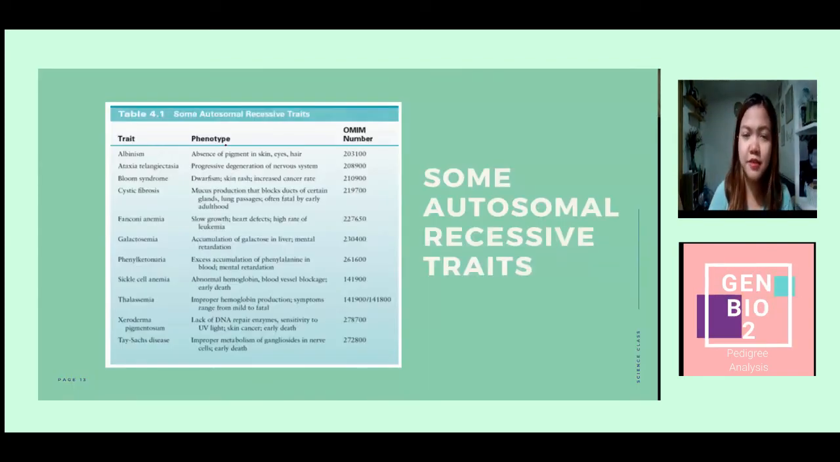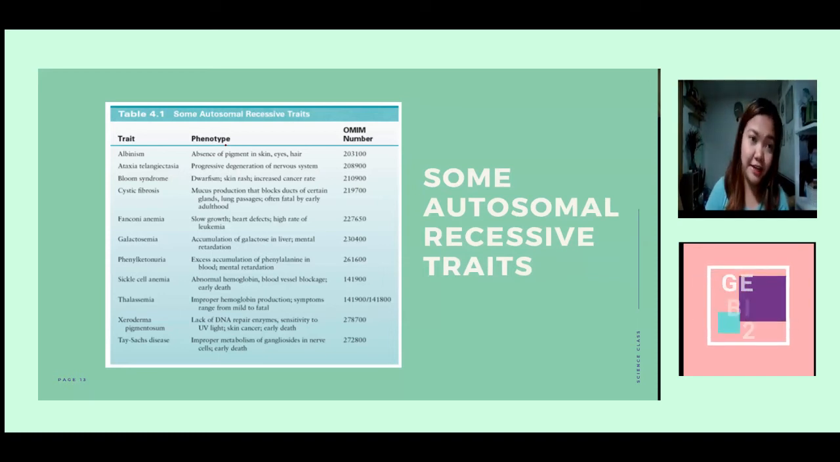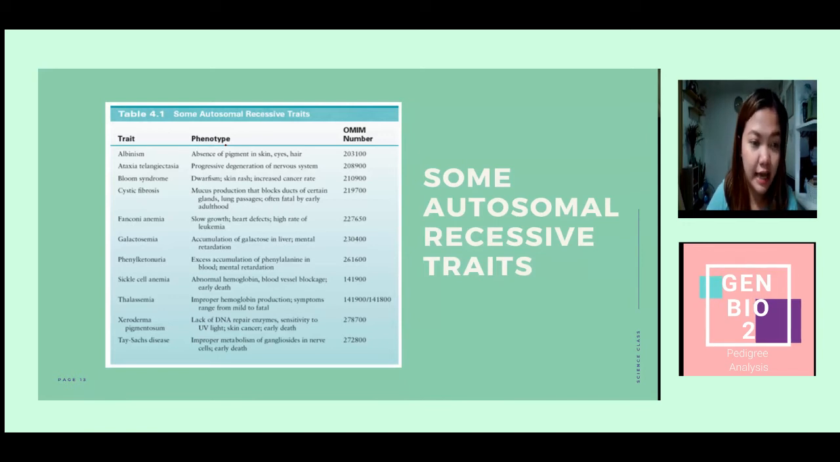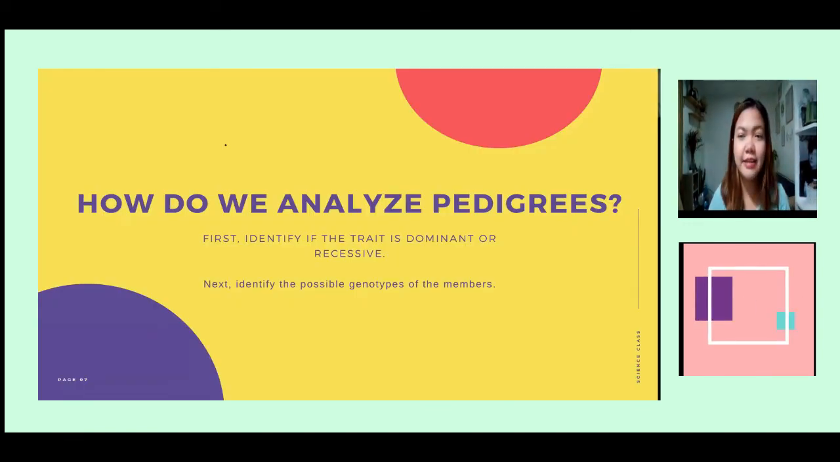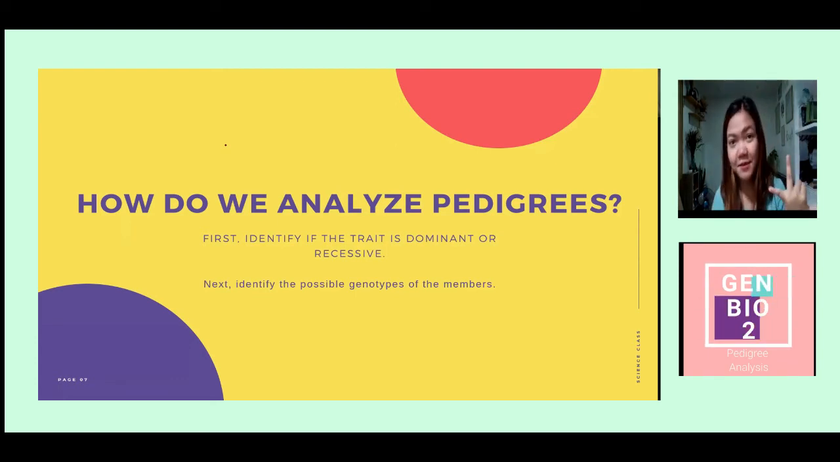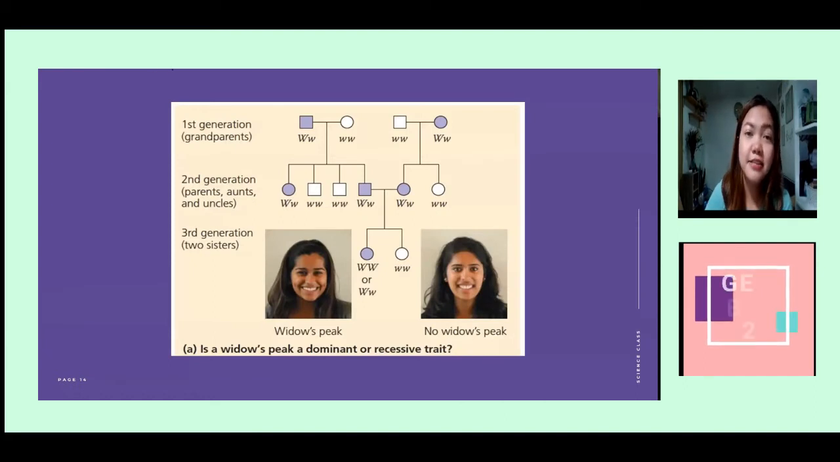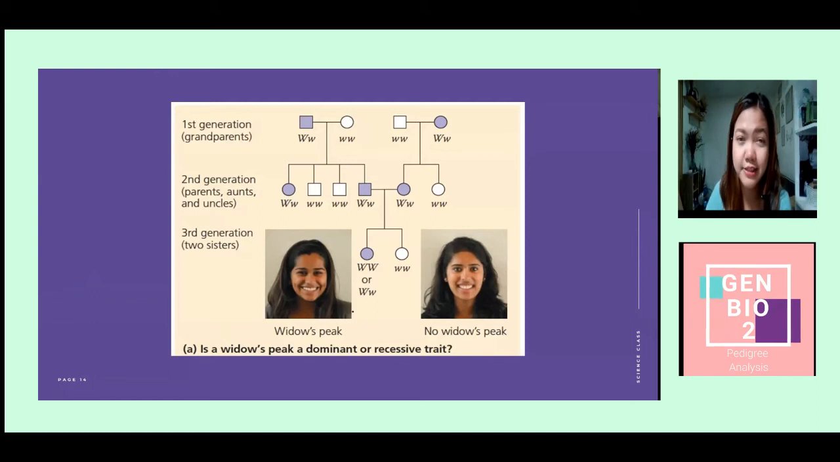So these are some examples of autosomal recessive traits: albinism, cystic fibrosis. So how do we analyze pedigrees? First, identify if the trait is autosomal recessive. Second, identify the possible genotypes. So here is the first example: is a widow's peak a dominant or recessive trait?